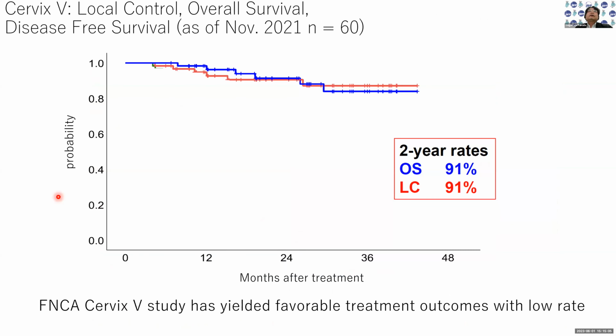This shows the clinical result of just 2 years, but a very good outcome. We got a very good clinical outcome. So the Cervix 5 study has yielded several treatment outcomes with low rates. Of course, we will check the outcome status for at least 5 years.